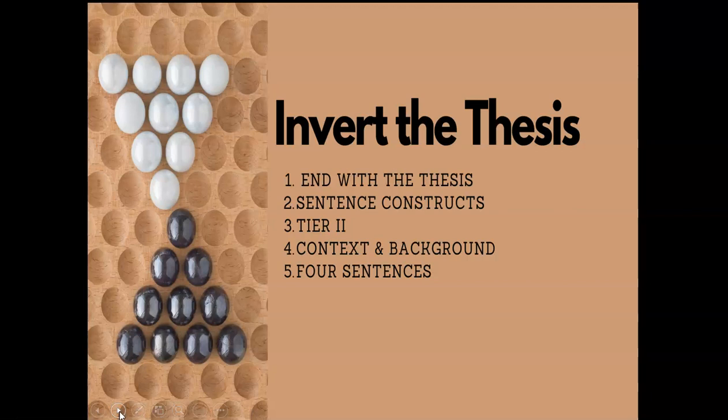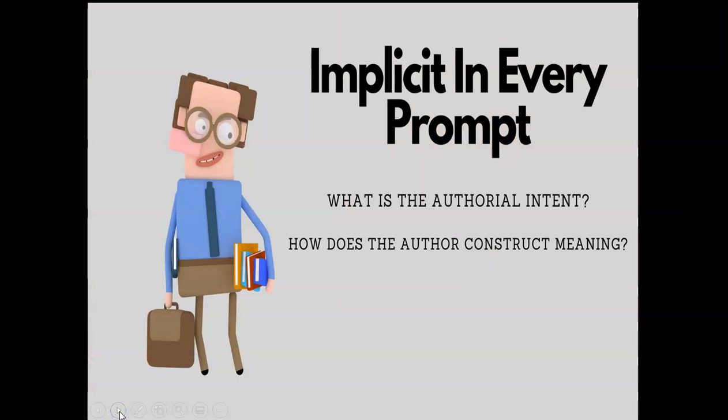So in the inverted model, you end with the thesis, which means that you're going to begin with the context and background, and then the focal focus stays the same on the sentence constructs in terms of the general nuance, the tier 2 level vocabulary, and just like the declarative, it's going to be exactly 4 sentences long. So let's look at a few.